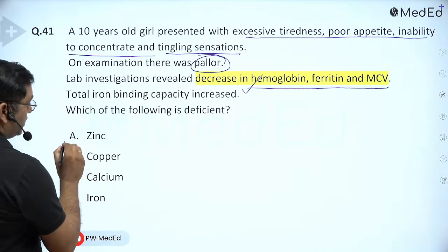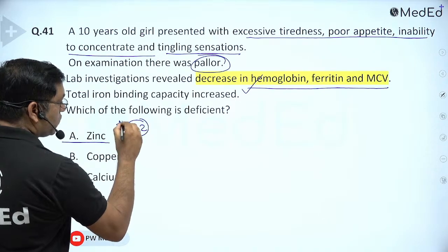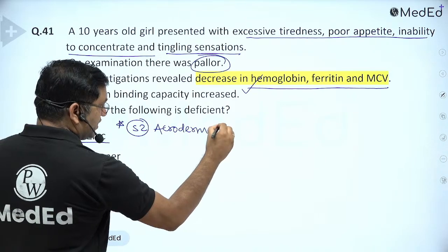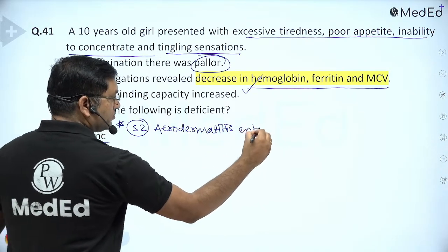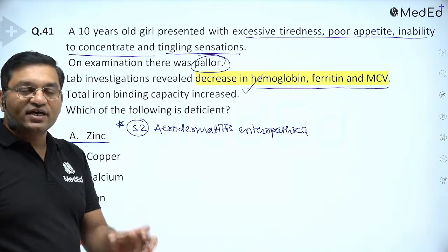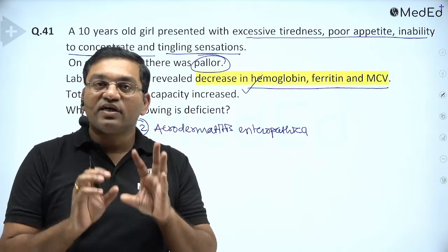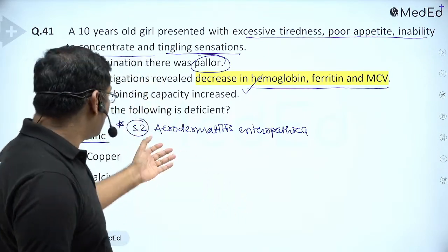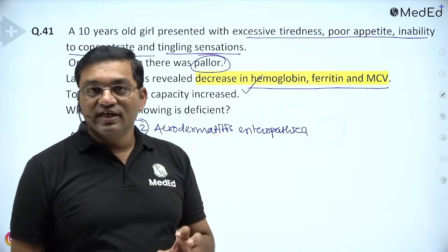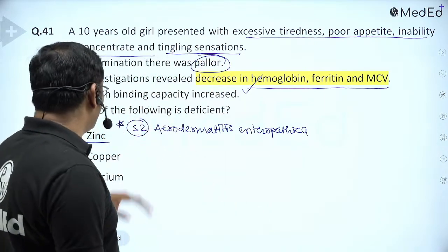Zinc deficiency, point number 52. Zinc deficiency causes acrodermatitis enteropathica. Dermatitis typically involving the acral parts of the body: mouth, nose, fingers, buttock. They are particularly involved in zinc deficiency. Also, there is delay in wound healing. There is loss of taste sensation, and alopecia is there in zinc deficiency.